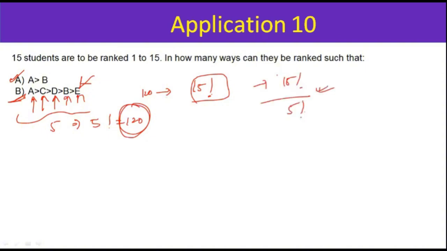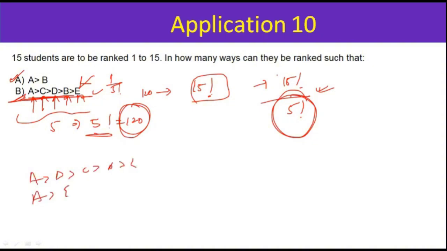Why divided by 5 factorial? Because I want only one of the possibilities out of 5 factorial. So the probability of having this is nothing but 1 upon 5 factorial. Does that answer why 5 factorial? Because it could be A greater than D, greater than C, greater than B, greater than E. It could be A, then E, A, then C, etc. So in total, there would be 120 cases for this. But I just need to take one of the cases.